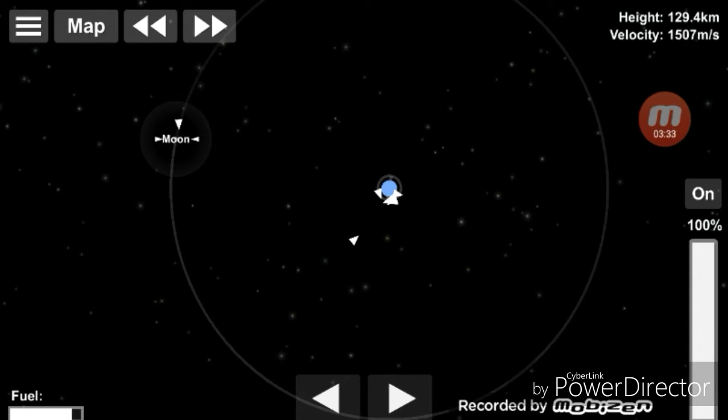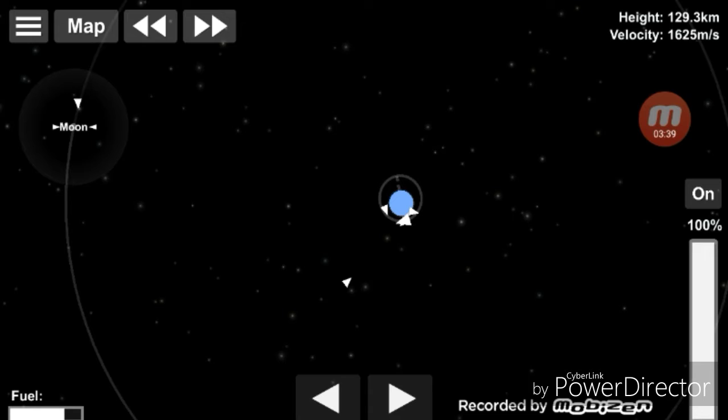Now, if we were to continue these burns, we have to get into what's known as a free return trajectory, where you enter the moon's SOI just enough that you technically make an impact, and then it should slow you down just enough so that you fall back to Earth.